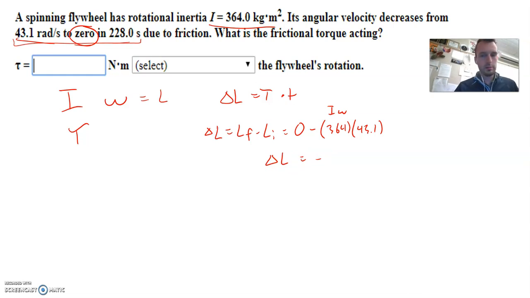And holy buckets, that's a large number. Let's see, did I miss something here? I feel like I'm missing something. I'm not. That's a really big change in angular momentum. All right, so 15,688 is going to be a very large change in angular momentum.